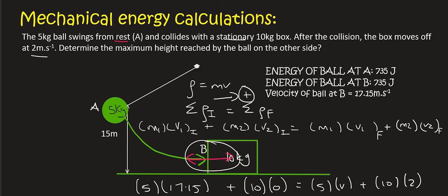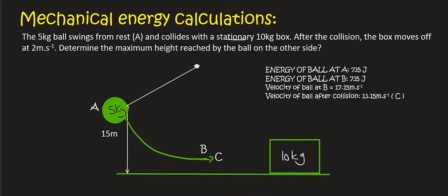And so there we have it. We can now solve for velocity. If you do all the calculations, you should end up with a velocity of 13.15 meters per second. So just after the collision, the 5 kg ball is now at point C, where it is moving at 13.15 meters per second.